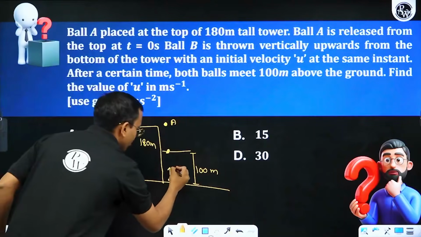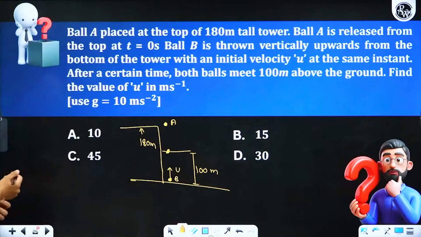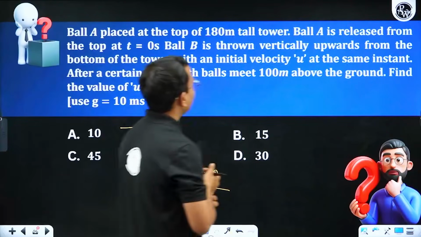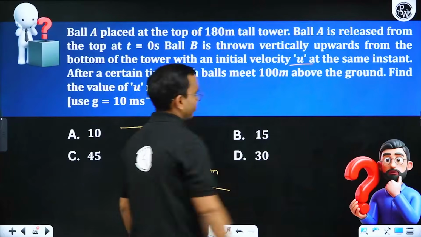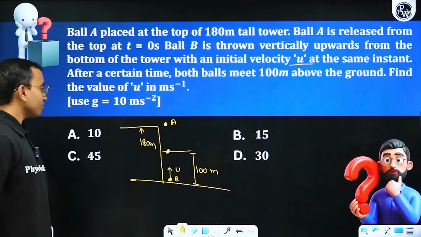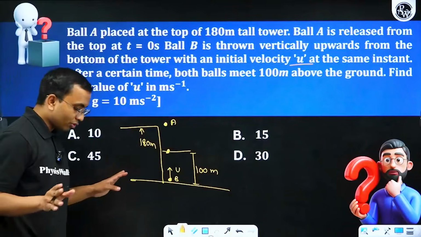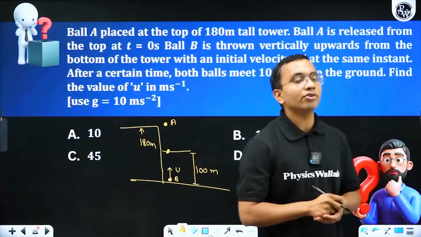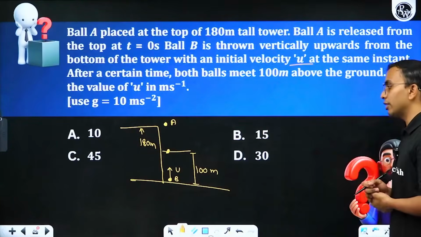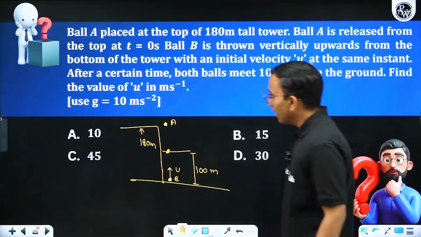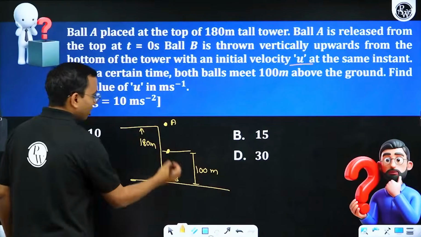So this was thrown with u. Ball B is thrown vertically upward with initial speed u. Now, if you solve this question normally, it will take you more time. If you solve this question with the relative concept, it will take you very less time. How? I am observing the motion of B with respect to A.